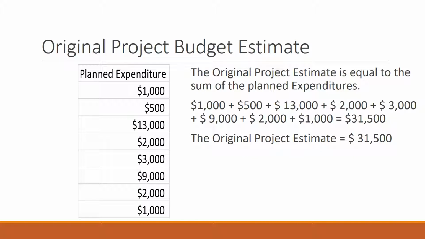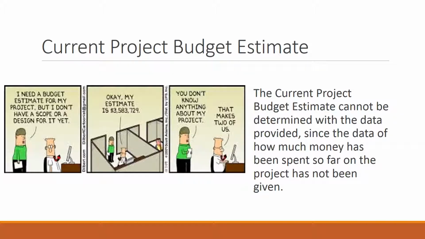The original project budget estimate is equal to the sum of all planned expenditures. We add up the amounts in this column to get $31,500. The current budget estimate cannot be determined with the data provided, since the data of how much money has been spent so far on the project has not been given to us.